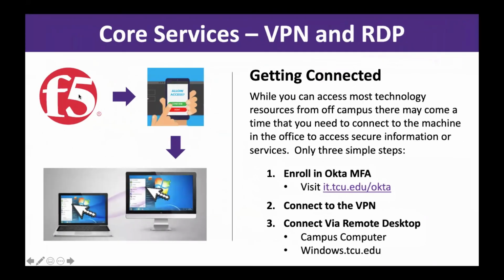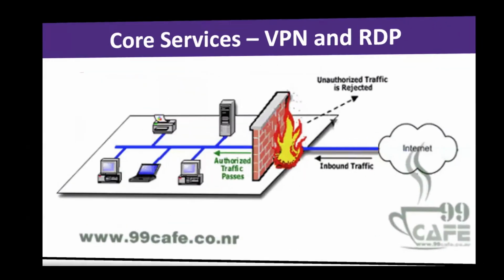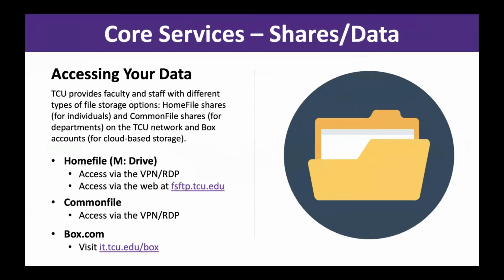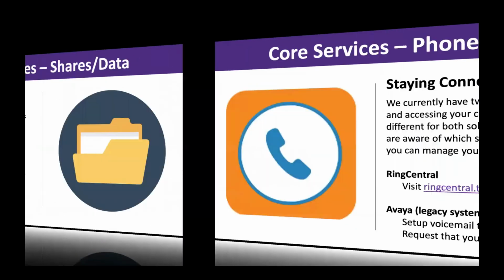Okay, so again, you connect to the F5 VPN, validate your identity via Okta MFA, and then you use remote desktop to connect to either the machine in your office or windows.tcu.edu. So you can also tell everybody today that you're a little bit of a network engineer because you learned a lot about how the network traffic on campus works and how you can access some of these different resources that are available to you. All right, we talked about data and shares that are already out there.